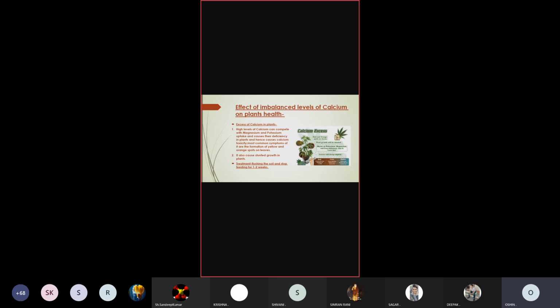At last, we will discuss the effect of imbalanced levels of calcium on the plant's health. So excess of calcium might also be dangerous for the growth of the plants. High levels of calcium can compete with magnesium and potassium uptake and cause their deficiency in plants. So it causes calcium toxicity in the plants if we have excess calcium in our soil, and it might compete with the uptake of minerals like magnesium and potassium, which might also make the plant weak. It causes stunted growth in plants.